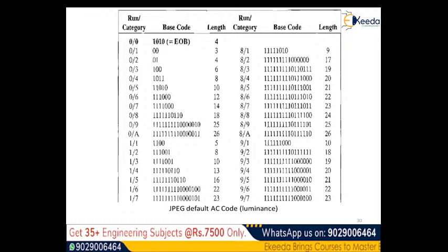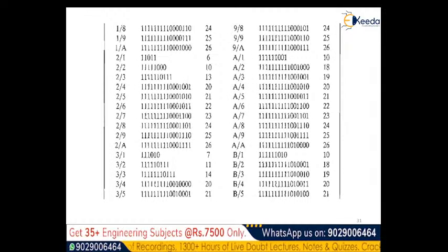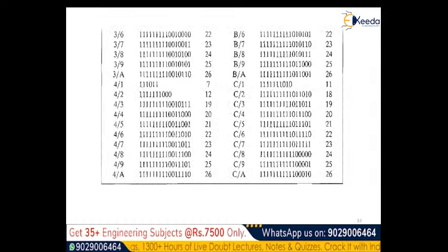Now the JPEG default AC code for the luminance, here we have the first column run slash category type. First of all the first entry is run, and after the slash we have the category, the base code, length, run category, the base code, length here. So this table is continued to the next entries. So here we have this particular table. Lots of entries here we have in this tabulation.